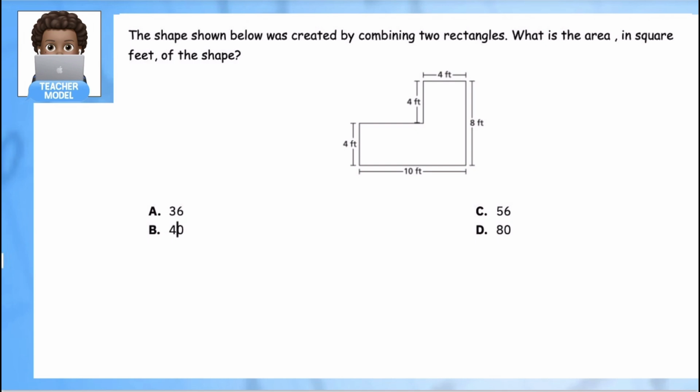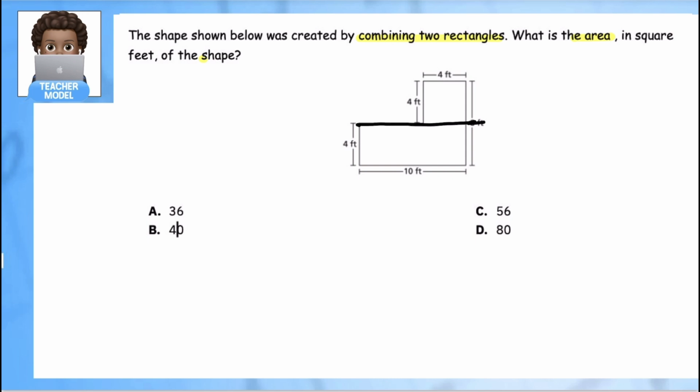All right, this one is going to be a little bit more complicated because I do not have the tiles now. So I'm still going to cut, I'm still going to decompose and add, but I don't have my tiles. So let's see what we can do here. The shape shown below was created by combining 2 rectangles. So I know it's combined, so I'm going to separate them. What is the area in square feet of the shape? So again, you can decide how you want to cut. You can either cut this way or you can cut this way. Does not matter which way you want to do. I'm going to decide just to cut this way.